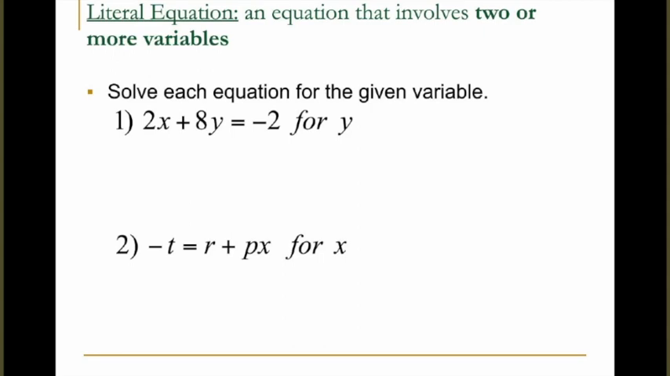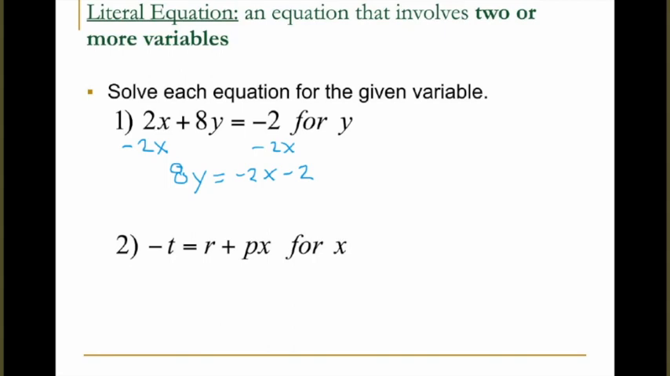For number 1, we have 2x plus 8y equals negative 2, and it says to solve it for y. What we need to do when we say solve for y is we want to get y all by itself, solving like we've been doing for everything else up to this point. To do that, we undo our operations in reverse order. So if we have 2x plus 8y and we want to move this 2x, we must subtract it first. Then we get 8y equals negative 2x minus 2.